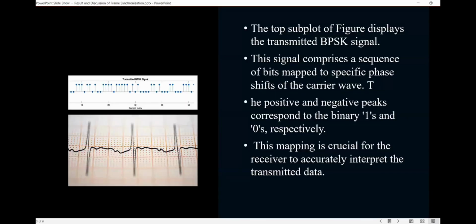The top subplot of the figure displays the transmitted BPSK signal. This signal comprises a sequence of bits mapped to specific phase shifts of the carrier wave. Its positive and negative peaks correspond to the binary ones and zeros respectively. This mapping is crucial for the receiver to accurately interpret the transmitted data.